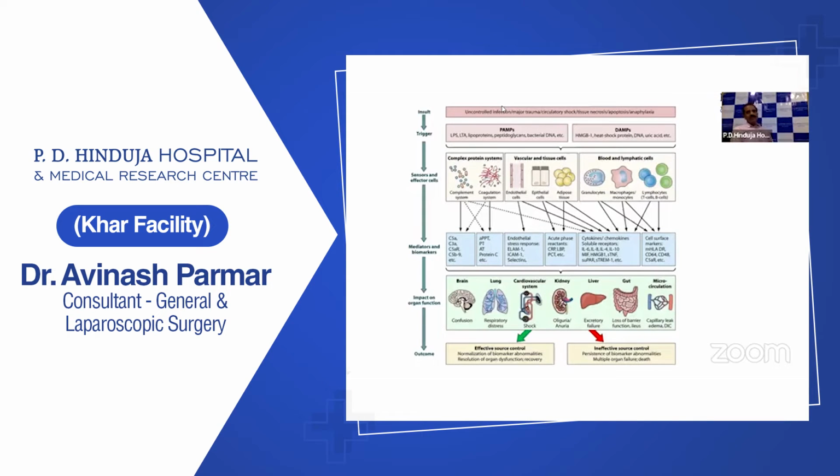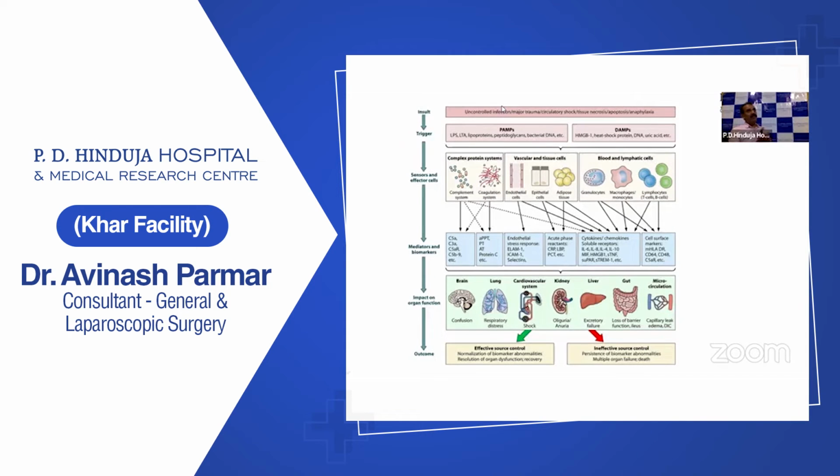Now, this is a flow chart. Usually, whenever there is an insult, such as anaphylactic shock, trauma, major surgery, or burns, it triggers two pathways: PAMPs, that is pathogen-associated molecular patterns, and DAMPs, damage-associated molecular patterns. This in turn affects the sensory and effector cells, majorly the complex protein synthesis, the vascular and tissue cells, and blood and lymphatic cells. In turn, this results in release of mediators and biomarkers, which later affect organ function: brain, lung, CVS, kidney, liver, gut, and microcirculation.